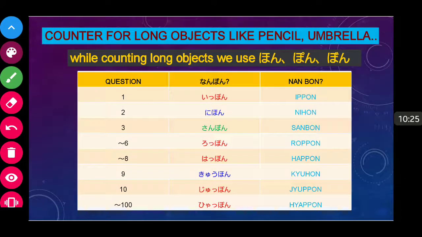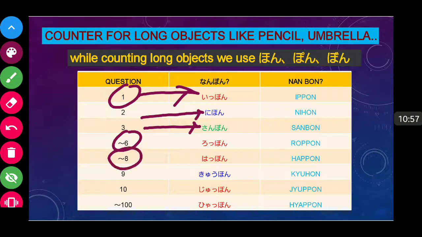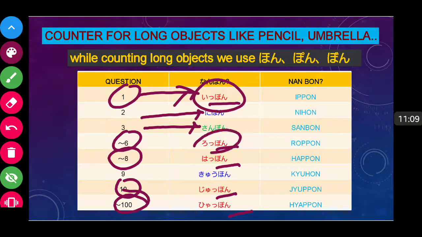the counter for long objects like pencil and umbrella. That can be a pen, marker, any long object. While counting long objects, we use hon, pon, or bon. Nan hon desu ka, nan bon desu ka. We'll say ippon, nihon, or sanbon. Here, one, six, eight, ten and one hundred take pon: ippon, roppon, happon, juppon, hyappon. Please remember these.